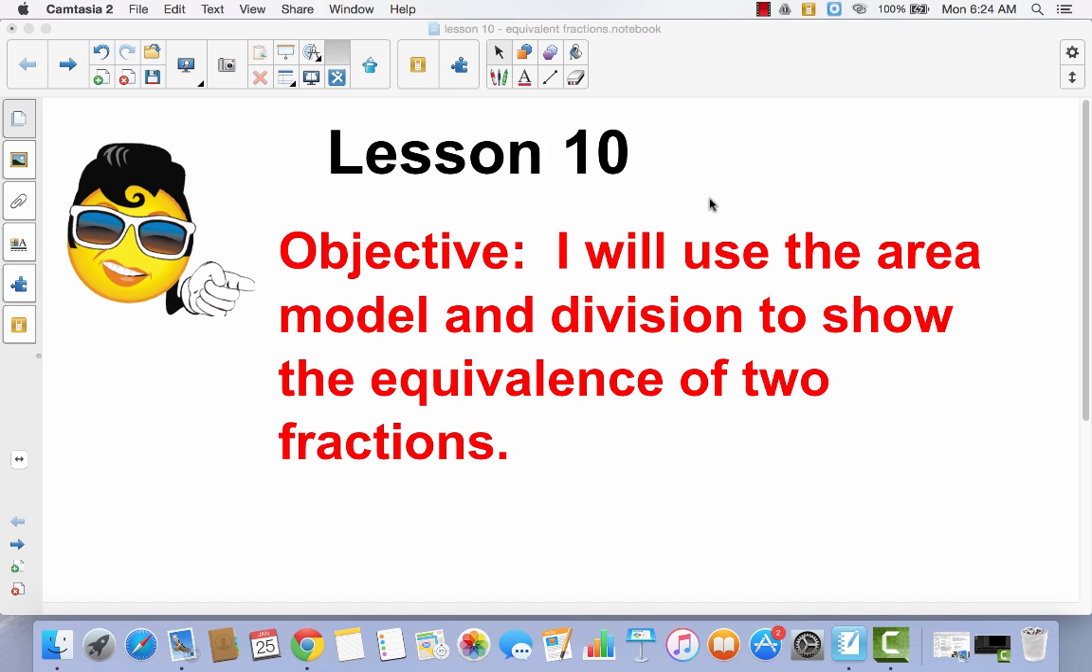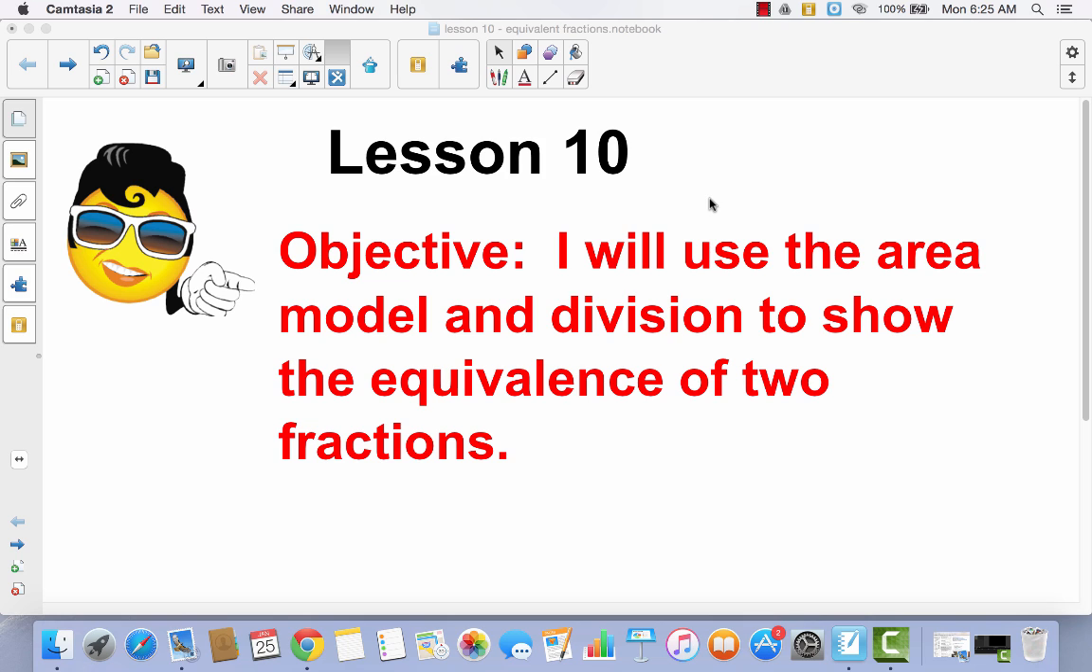Lesson 10, I will use the area model and division to show the equivalence of two fractions. This is a continuation of Lesson 10 when we were going from decomposing fractions to composing fractions. So if you remember from Lesson 10, we were taking smaller fraction parts and putting them together to make bigger parts so that we could still show an equivalent fraction.